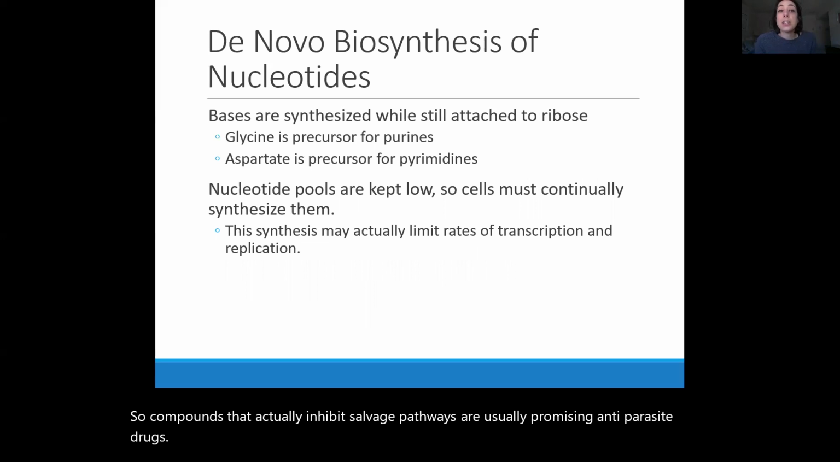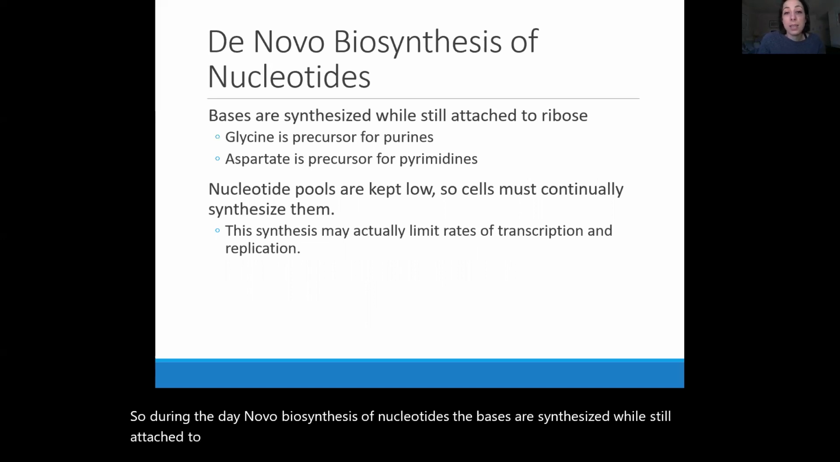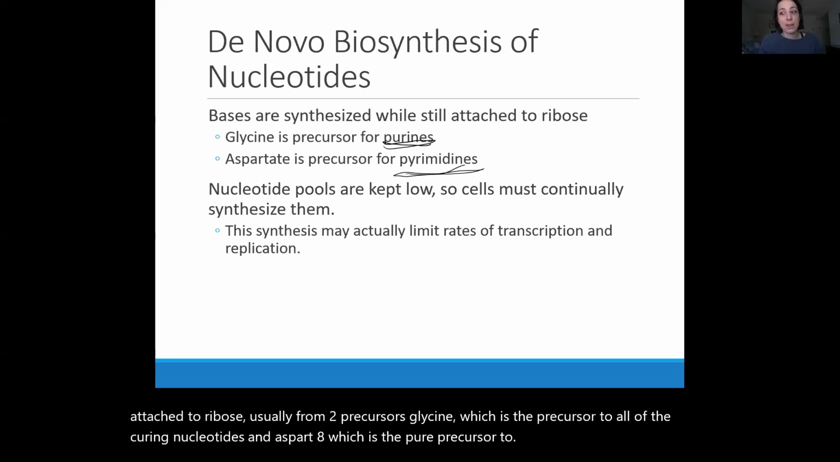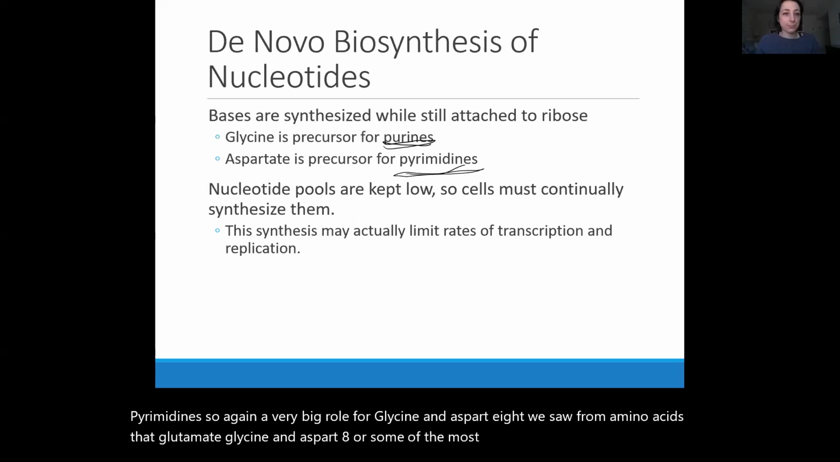So during the de novo biosynthesis of nucleotides, the bases are synthesized while still attached to ribose, usually from two precursors, glycine, which is the precursor to all of the purine nucleotides, and aspartate, which is the precursor to pyrimidine. So again, a very big role for glycine and aspartate. We saw from amino acids that glutamate, glycine, and aspartate are some of the most highly used amino acids.